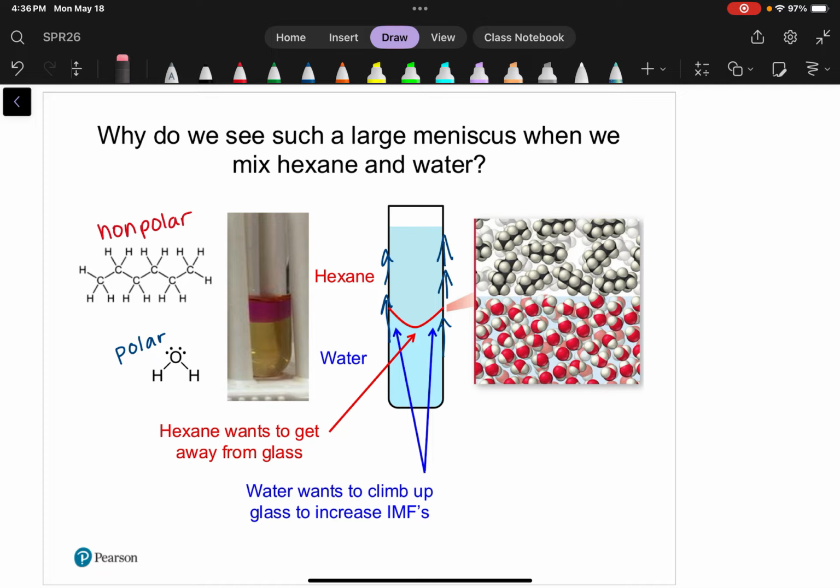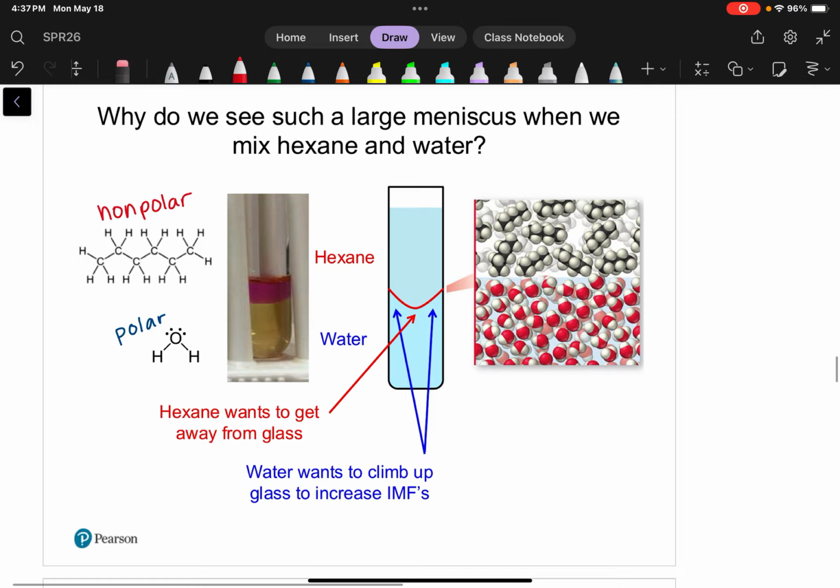Now, if hexane is nonpolar and the glass is polar, hexane's going to want to get as far away from the glass as possible. So you get this dipping in the middle, where hexane is like, I just want to be in the center. I really would prefer to be away from that glass. Because at least with water, it's just a polar molecule. There's no ions in there. With the glass, there's a bunch of sodium ions that I really don't like, because they have that strong charge. So it will form this meniscus that way, and it looks pretty cool.